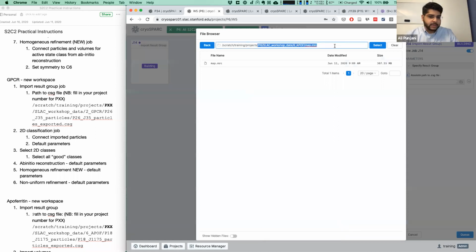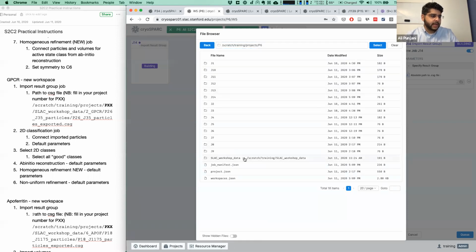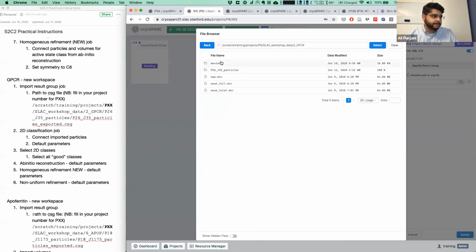So if you go to the /scratch/training/projects directory, you'll see a bunch of project directories, and one of them will have the same number as your project number. Mine is project 6, and so I'm going to choose project 6 here. And inside of my project, I will see a Slack workshop data folder that's actually a symlink to /scratch/training/Slack workshop data. Entering that directory, and so I'm still inside of my project folder, but inside of the workshop data folder, I'm going to now go ahead and open up the GPCR folder, that's dataset number 2.